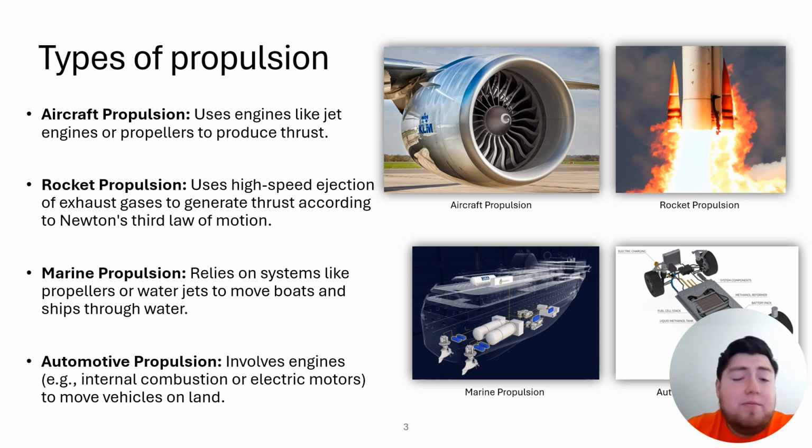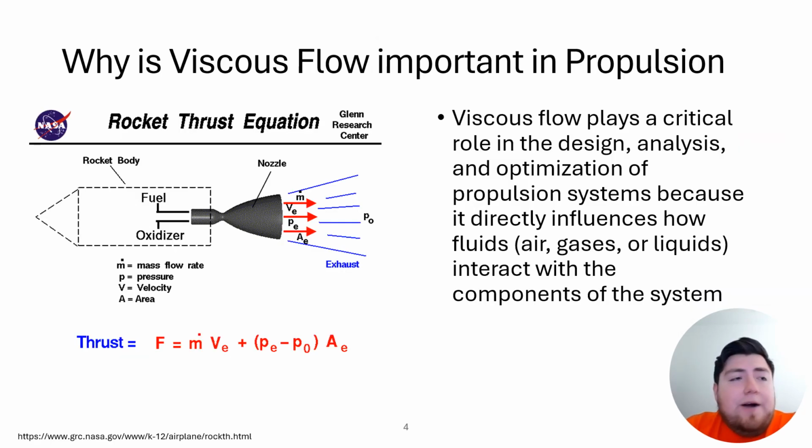So now that we know what propulsion is and the different types of propulsion, why is viscous flow important in propulsion? Well, viscous flow plays a critical role in the design, analysis and optimization of propulsion systems because it directly influences how fluids interact with the components of the system. It could be air, gases, or liquids. The picture on the left is a rocket thrust equation. I think it's a must for us to know the fundamentals and concepts of fluids to know and predict the behavior of the system that we may have.